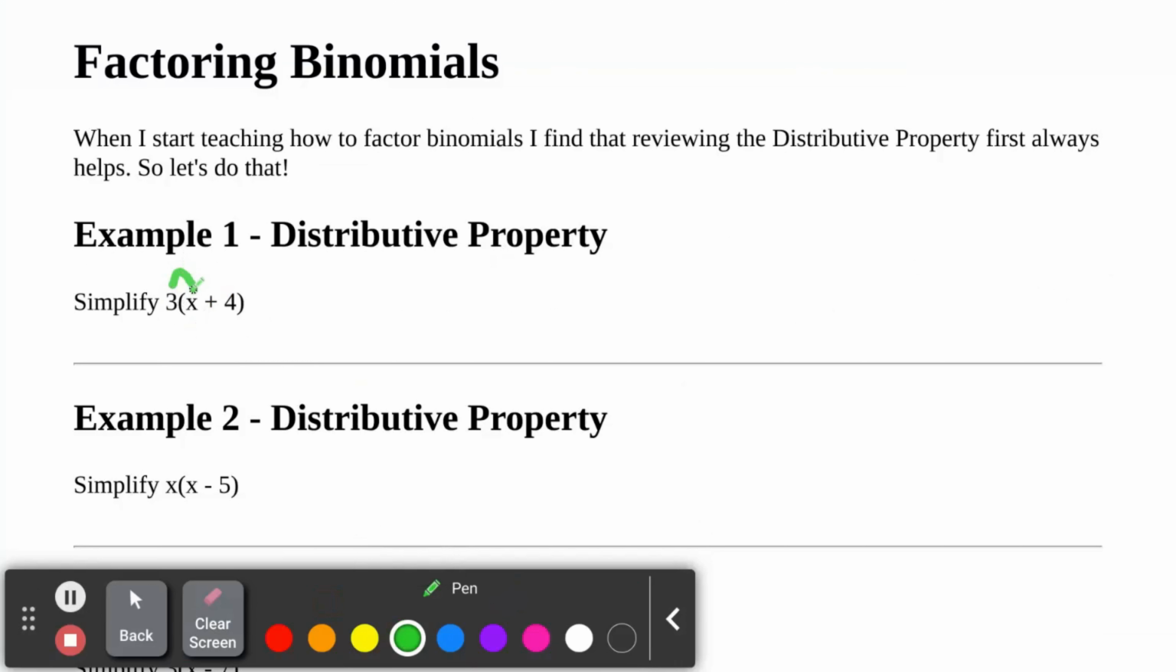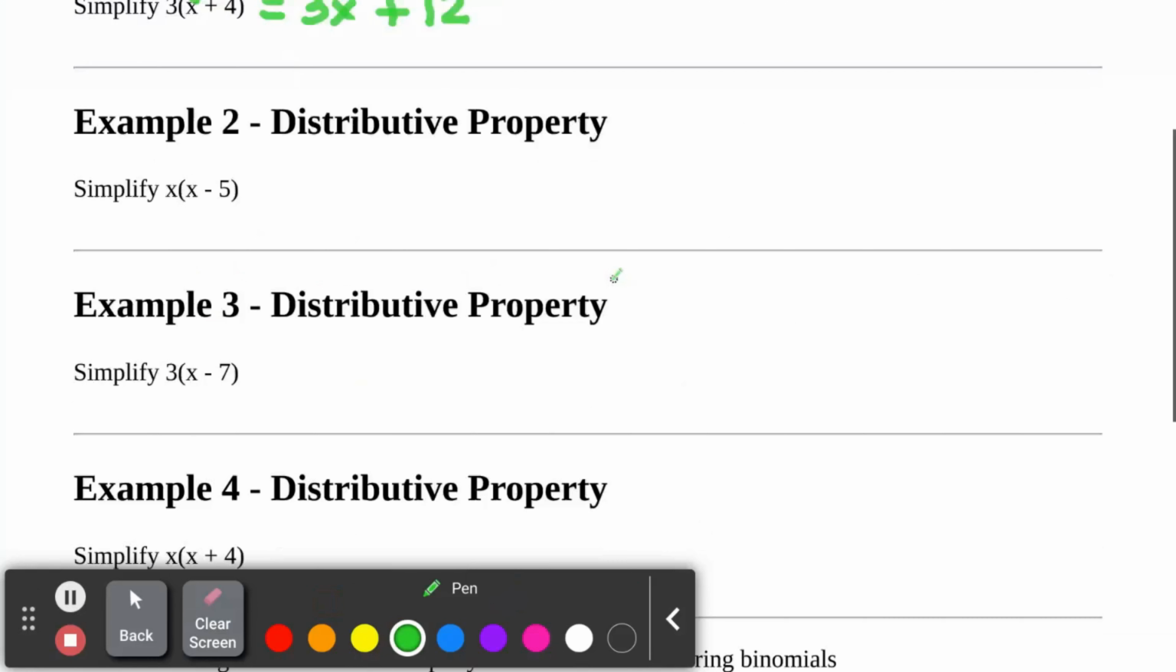So I'm going to distribute, or multiply, the 3 by both the x term and by the 4, okay? So if I do 3 times x, I get 3x. And if I do 3 times 4, I get plus 12 here. Okay, so that's the first one.